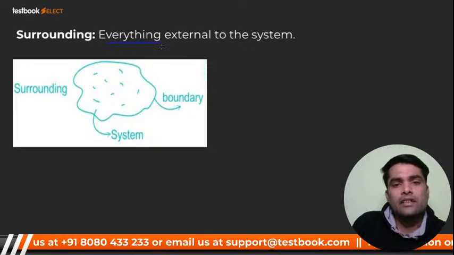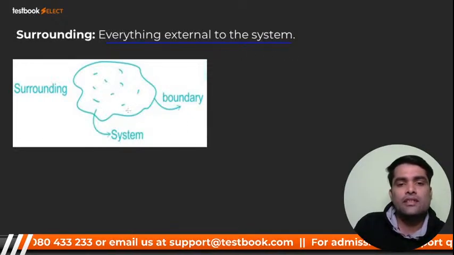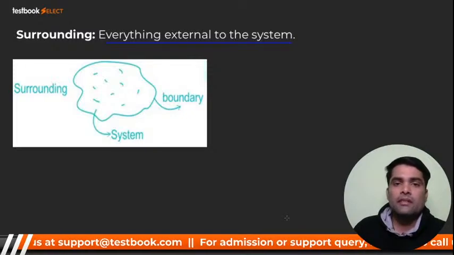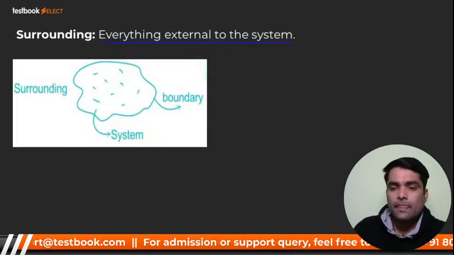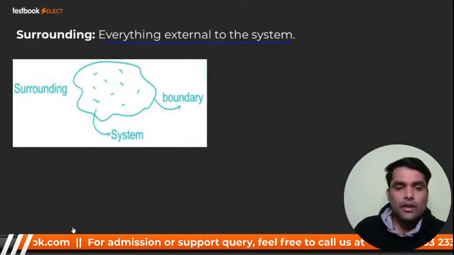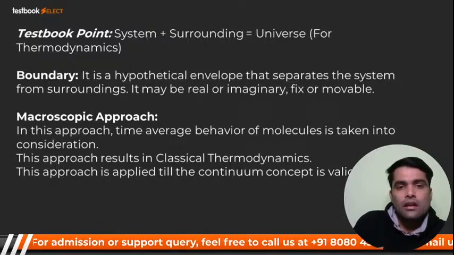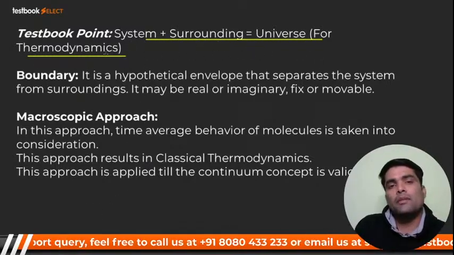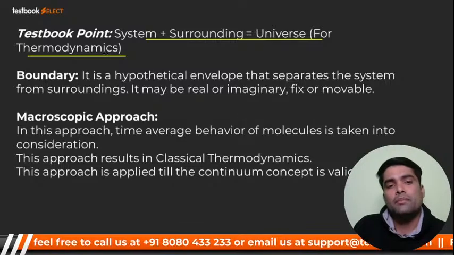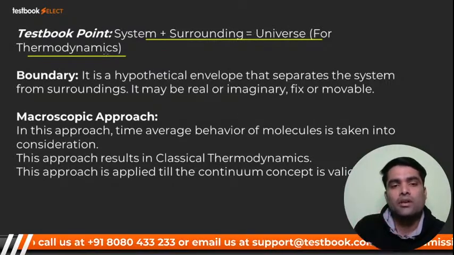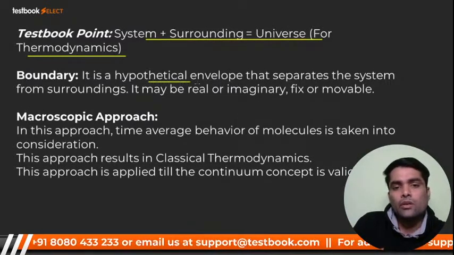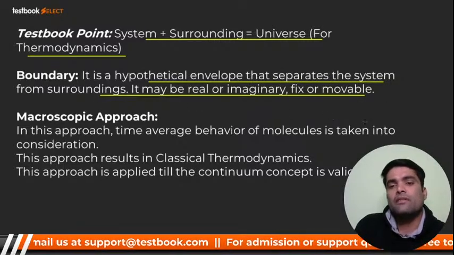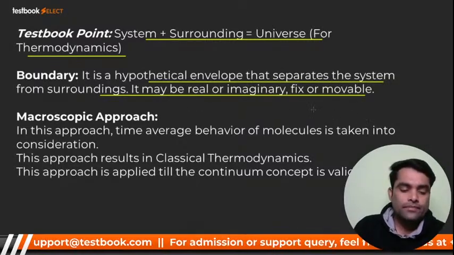Surrounding: I told you everything external to the system is nothing but surrounding. You can see here the boundary. A boundary is a hypothetical envelope, and it may be real, imaginary, movable, or fixed. System plus surrounding is nothing but the universe for thermodynamics. In thermodynamics, universe does not mean the cosmos. It means system plus surrounding. Boundary, as I already told you, is a hypothetical envelope that separates the system from the surrounding. It may be real or imaginary, fixed or movable, right?